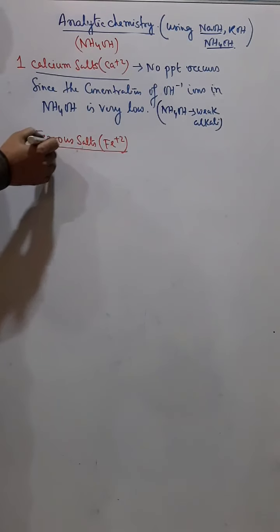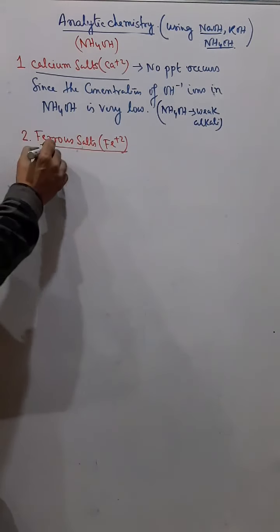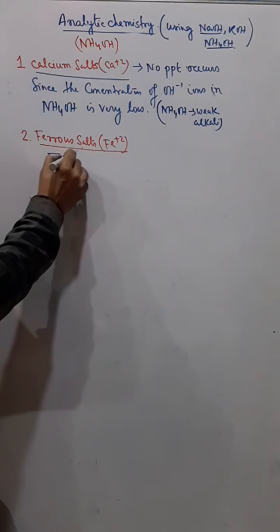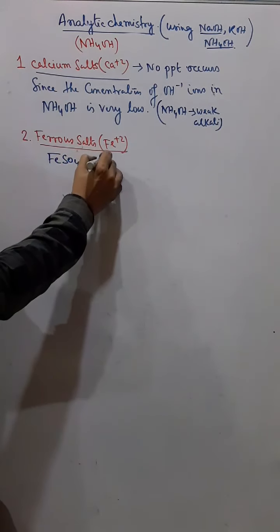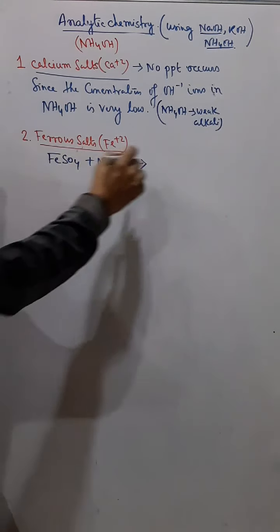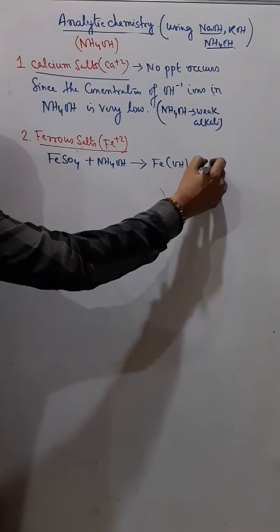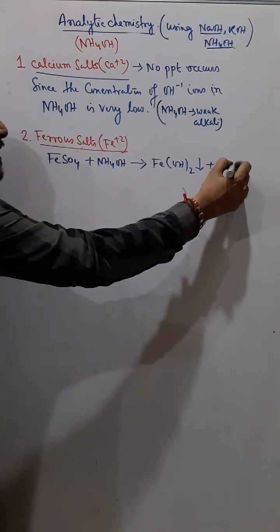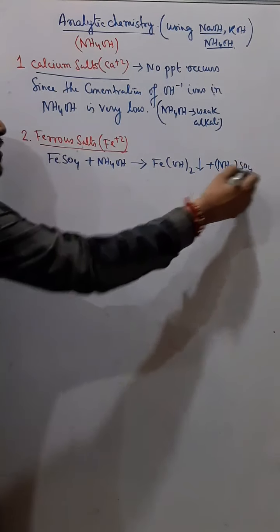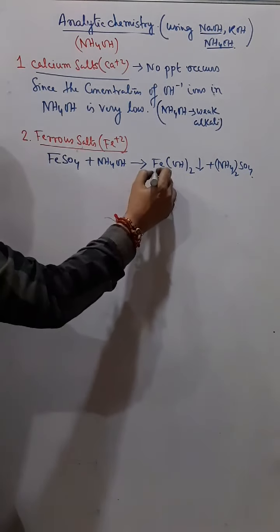Now we'll do ferrous salt. So here also we'll do with ferrous salt, ferric salt, lead salt, zinc salt, copper salt, and the reactions will be similar. So with ferrous salt, say suppose we take ferrous sulfate, FeSO4, and then NH4OH, same reaction, similar. You get Fe(OH)2, precipitate dirty green, and what you get, ammonium sulfate, (NH4)2SO4. And the color of the precipitate, ferrous hydroxide, is dirty green.